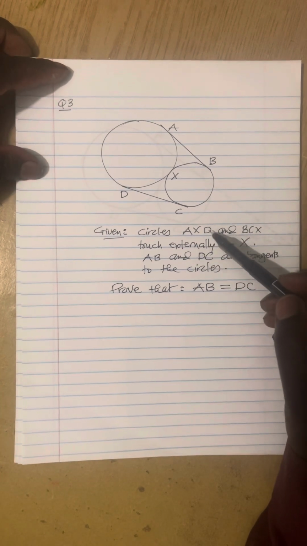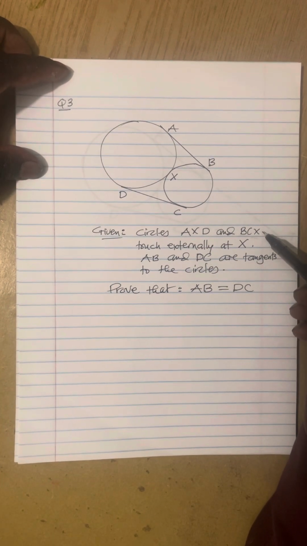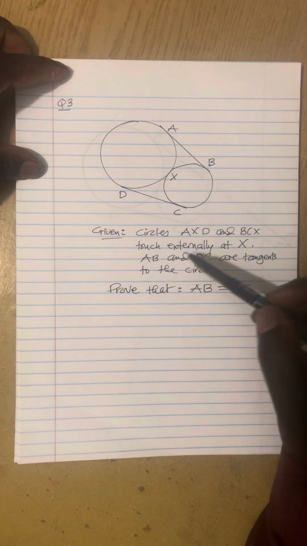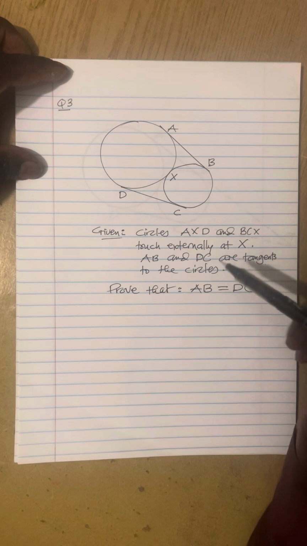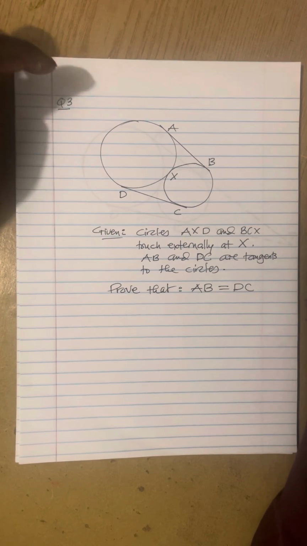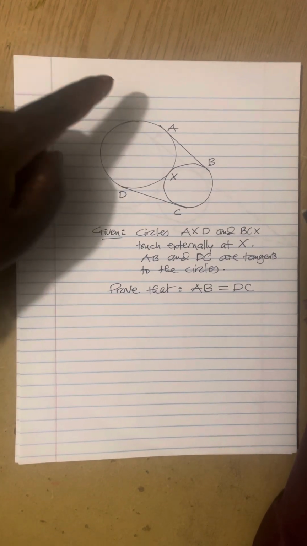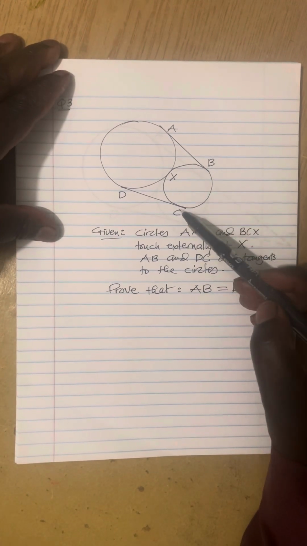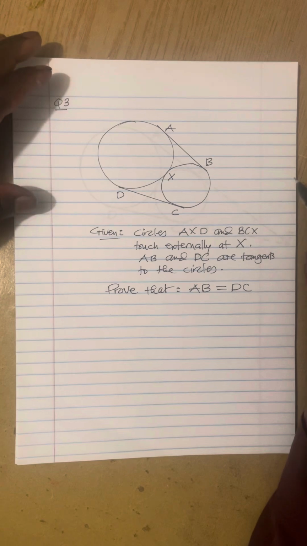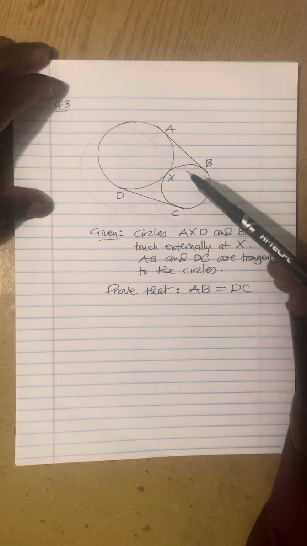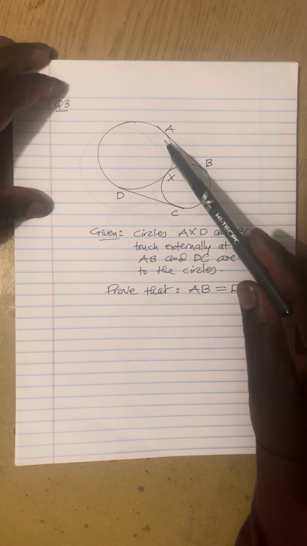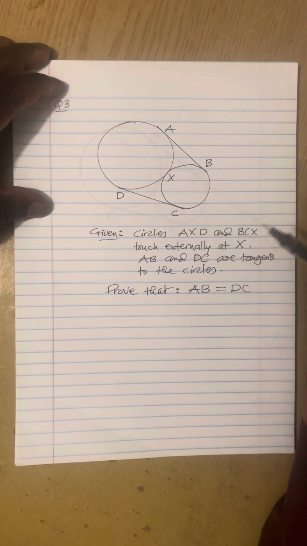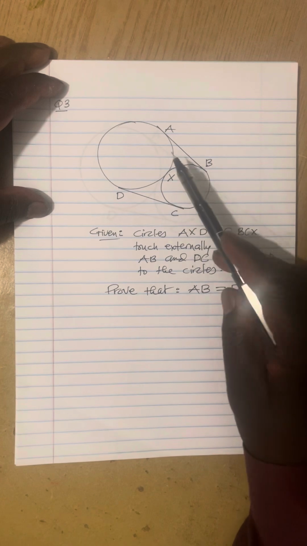It says given circles AXD and BCX, which touch externally at X. We are told AB and DC are tangents to the circle. So AB is the tangent to circle AXD and also to circle BXC. We are also told that DC is a tangent to the bigger circle DXA, and the same DC is also a tangent to BXC. We are required to prove that DC is equal to AB.